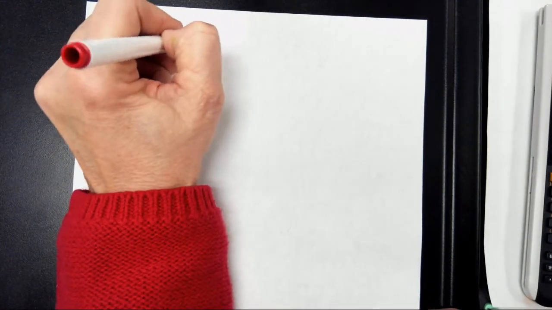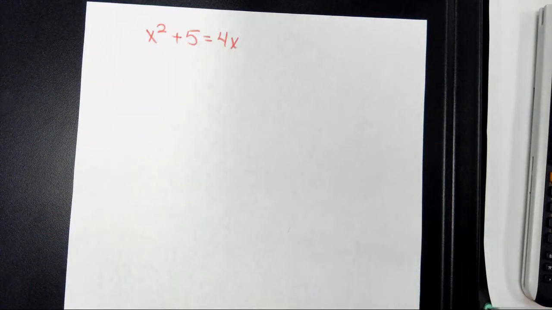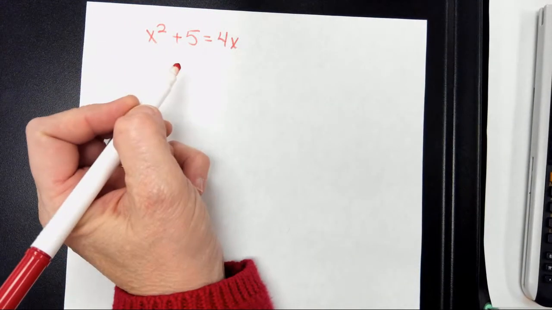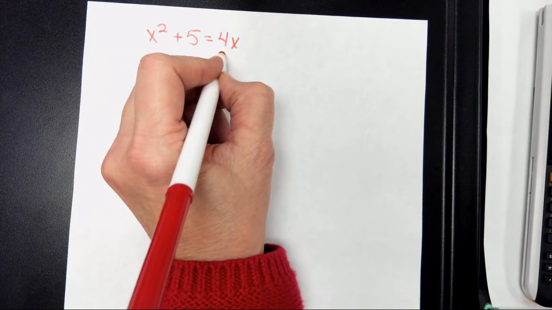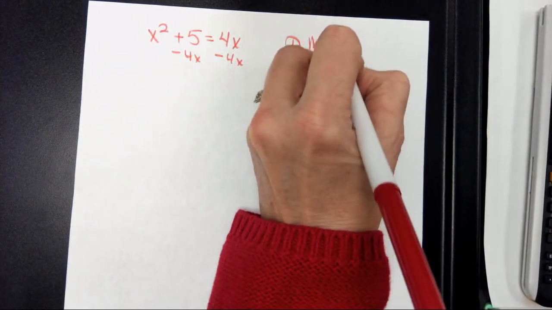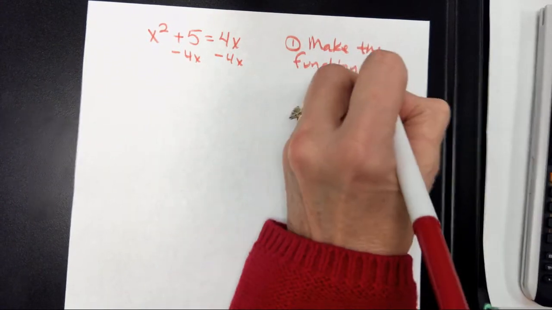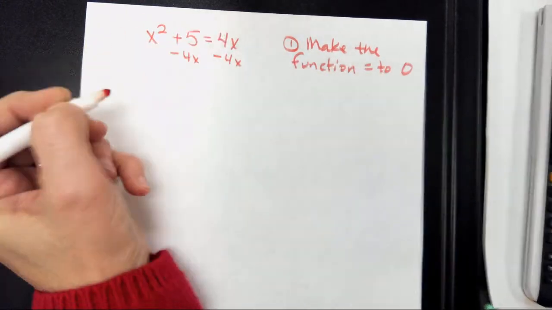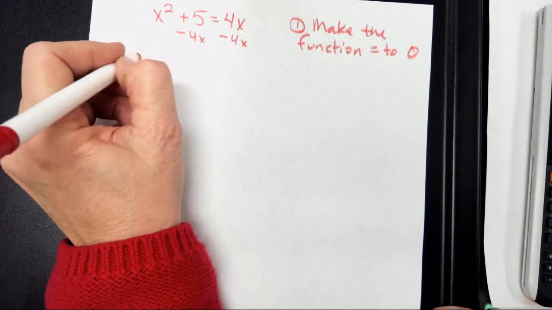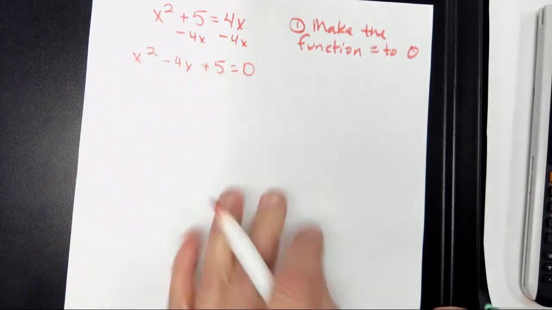So my first example is x squared plus 5 equals 4x. And just like with other methods, well, not all of them, you want to make this equal 0. So I'm going to subtract 4x from both sides. Make the function equal to 0. So this becomes x squared minus 4x plus 5 equals 0.